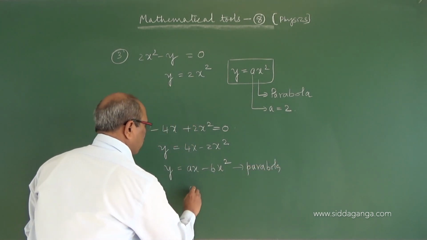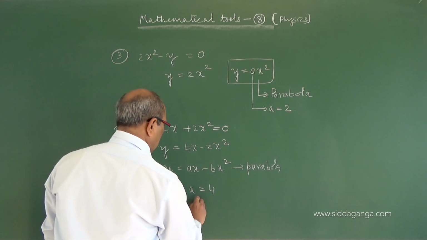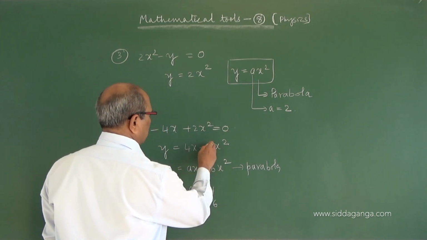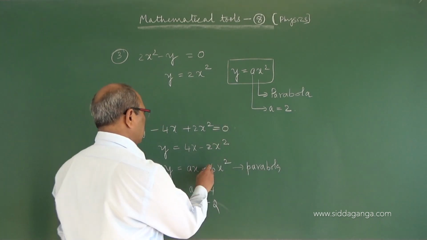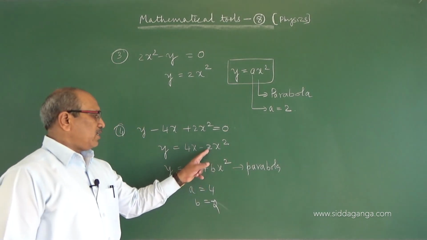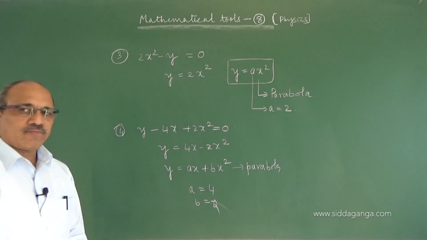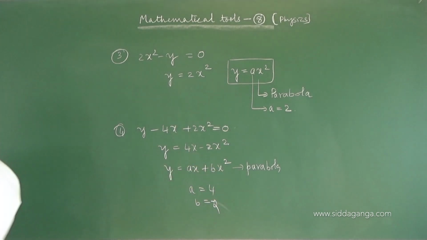What are the values of a and b? a is 4 and b is equal to 2. In ax square plus bx square, it may be minus 2. So b is minus 2, a is 4. So I got it is a parabola and the values of the constants.